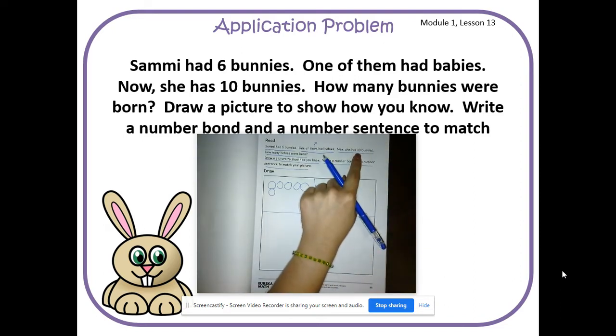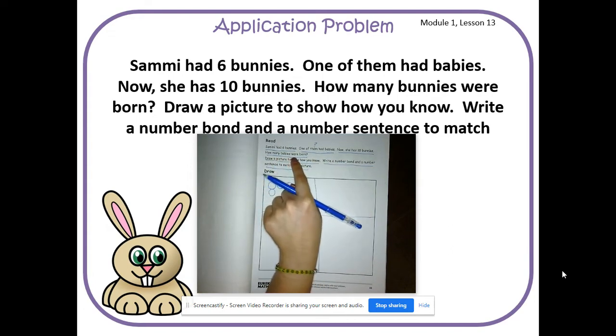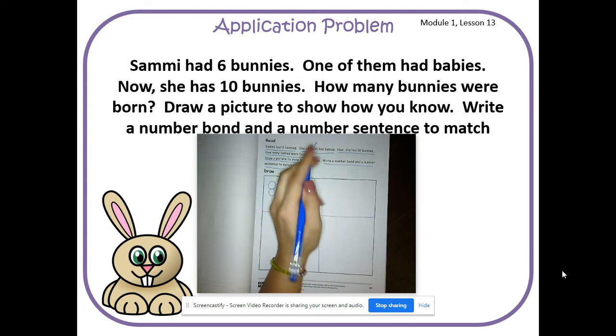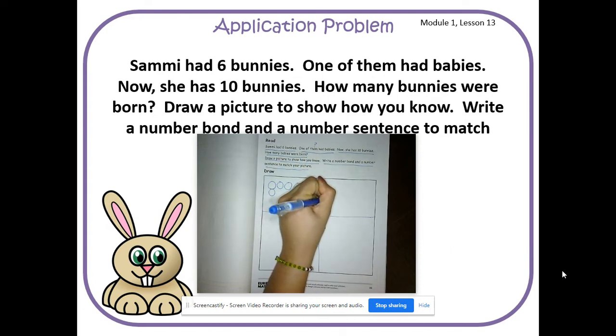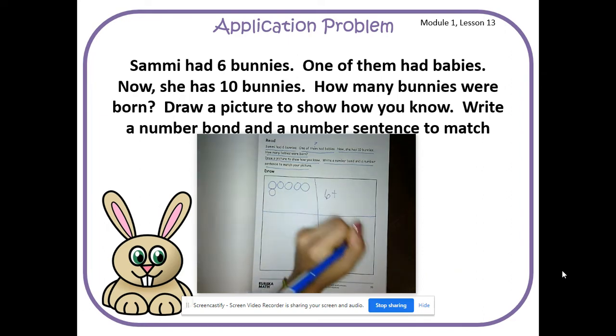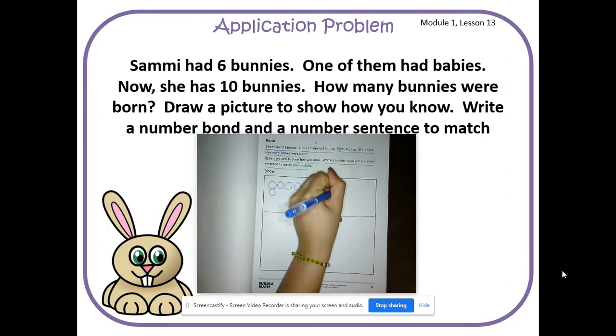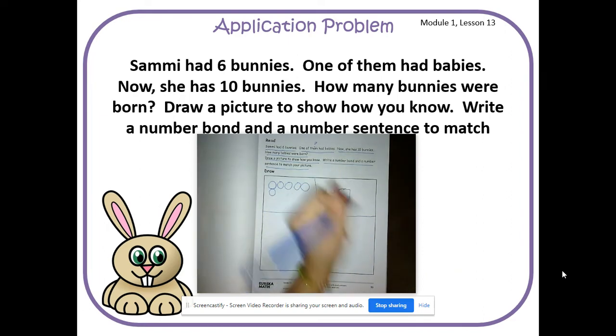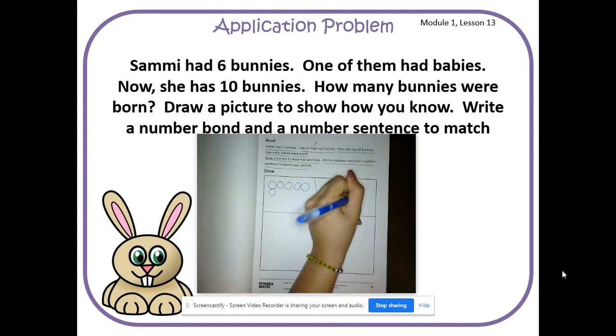So now she has 10 bunnies. Is 10 a part or a total? Get ready. A total, right? Because in total she had 10 bunnies. And now they want to know how many babies were born. So we write a 6 because that's how many we know, plus, we write a box to show this is our mystery number, equals 10.